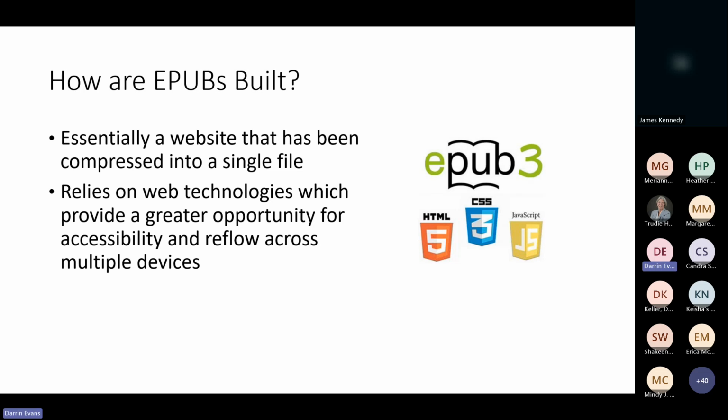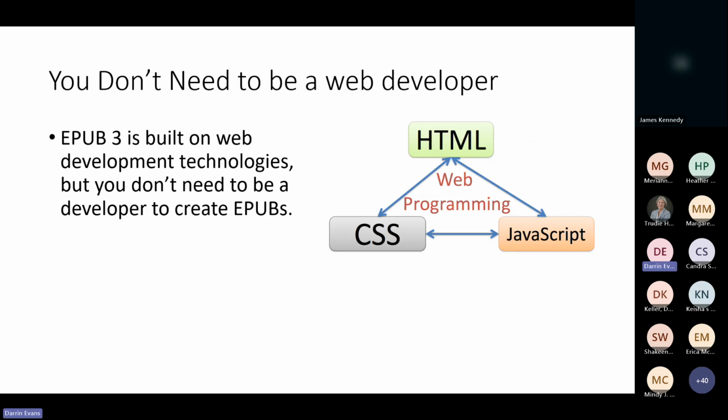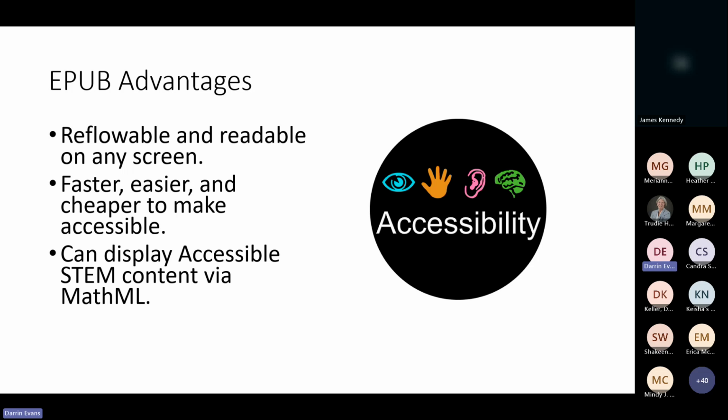So what makes EPUBs accessible is they're built on web technology. They're built on HTML5, cascading style sheets, or CSS, and JavaScript 5. And there's a lot of accessibility built right into HTML. You don't need to be a web developer to use EPUBs, okay? It's built on those technologies, but you don't need to know anything about them. What you do need to know, and one caveat, is you need to know how to create an accessible Word document.